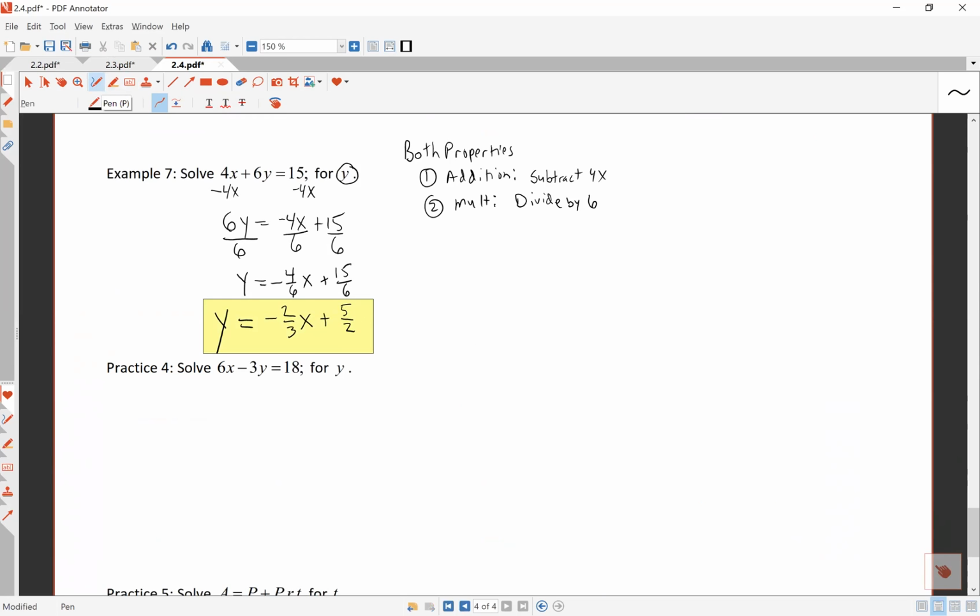Doing that same thing for practice 4, we use both principles together. First step, we always use the addition property of equality first. So we want to get rid of the piece that doesn't have the y on it. If we want to solve for y, we get rid of the 6x, so we're going to subtract 6x from both sides, from the left side and from the right side. The left side is negative 3y. The right side, these are not like terms, so we just write it as negative 6x plus 18.